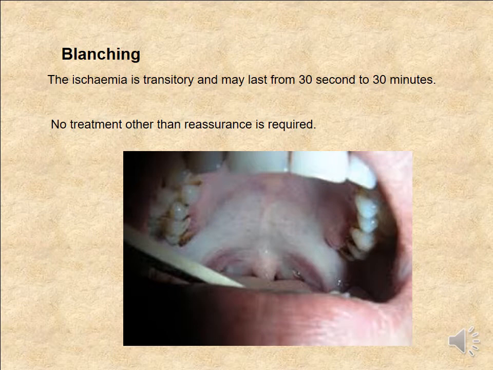Another problem is blanching. Blanching is ischemia that is transitory and may last from 30 seconds to 30 minutes. The mucosa becomes whiter, from red to pink, and no treatment other than reassurance is required. Blanching results from a large amount of vasoconstrictor in the area, which leads to stretching and reduced blood supply to this area and causes whitening of this area.